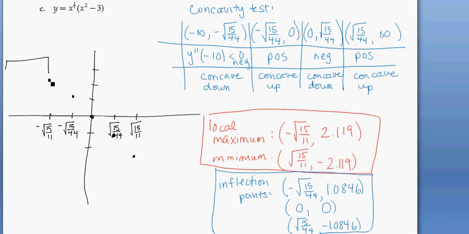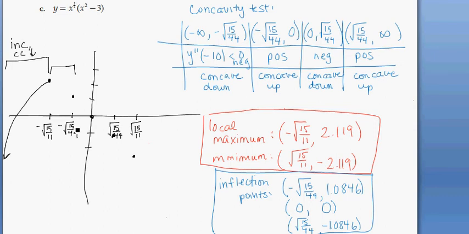So I need to graph something that's increasing and concave down up until this point. So it's going to look something like this, and it's just going to head off in that direction. So increasing and concave down. And I'll write that, increasing, concave down. Now I look between my next 2 points. So now I'm between negative square root of 15/11 and negative square root of 15/44.